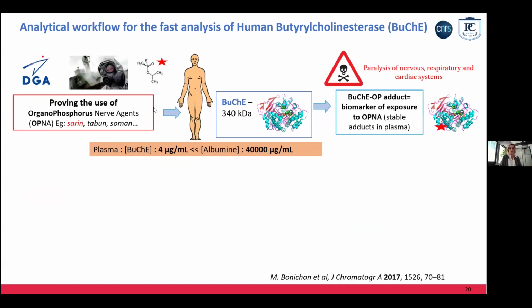To illustrate the automation, I selected this example. In this case, we were interested in developing a method for this protein. This is BChE, butyrylcholinesterase. This is something that you have in your body. And when you have a chemical weapon attack, this chemical weapon will be attached to the protein. And then the enzyme, this is an enzyme, doesn't work anymore. This is why we can have some nervous problems and so on.